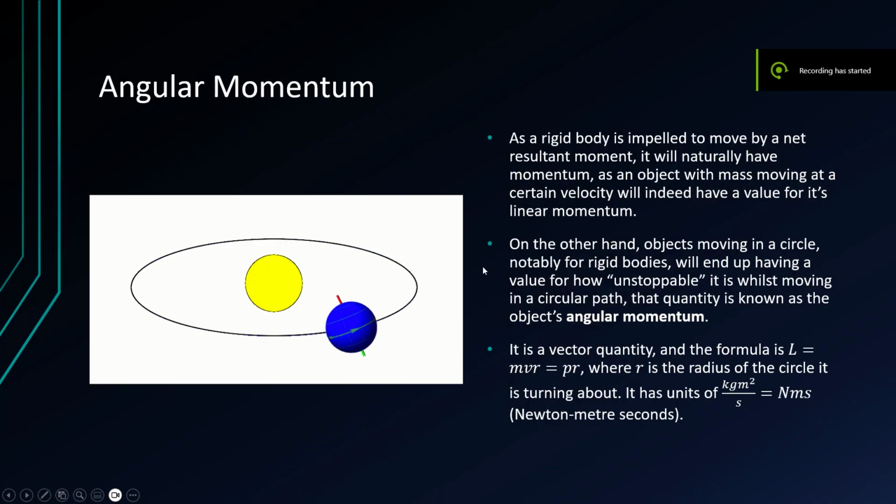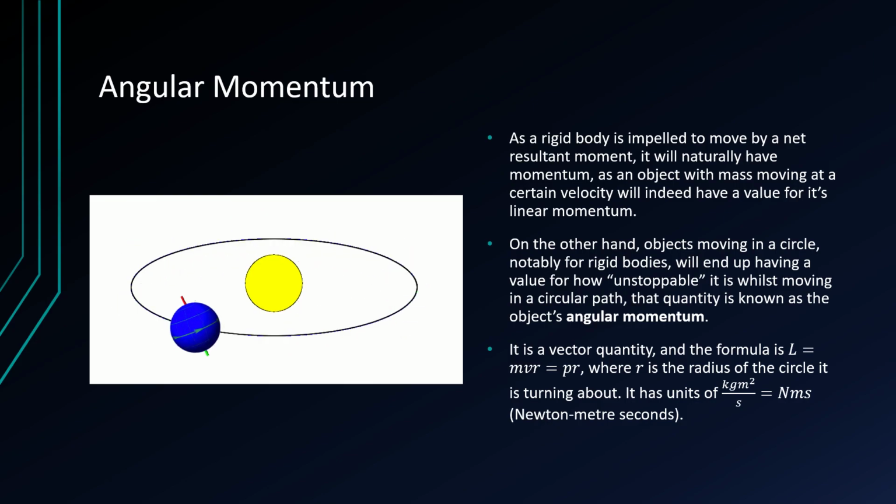So now we're going to be talking about the concept of angular momentum. As a rigid body is impelled to move by a net resultant moment, it will naturally have momentum. As an object with mass moving with a certain velocity, it will have a value for its linear momentum. However, if it's spinning around in a circle, it will have what's known as angular momentum.